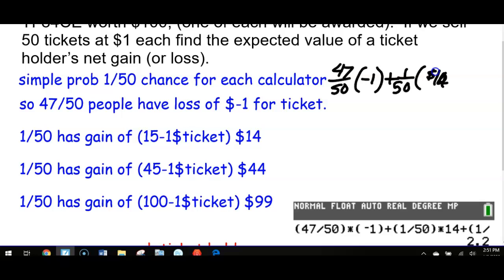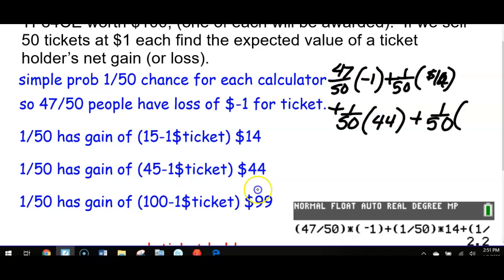That's where students get a little foggy. And then 1 out of the 50 is going to get a $45 calculator minus the cost of a ticket, so they will gain $44. And 1 out of the 50 is going to get a $100 calculator minus the cost of a ticket, or they will gain $99. All right, I did that on the calculator and I got an average of 220. So it was positive. So an average gain of 220 a ticket.